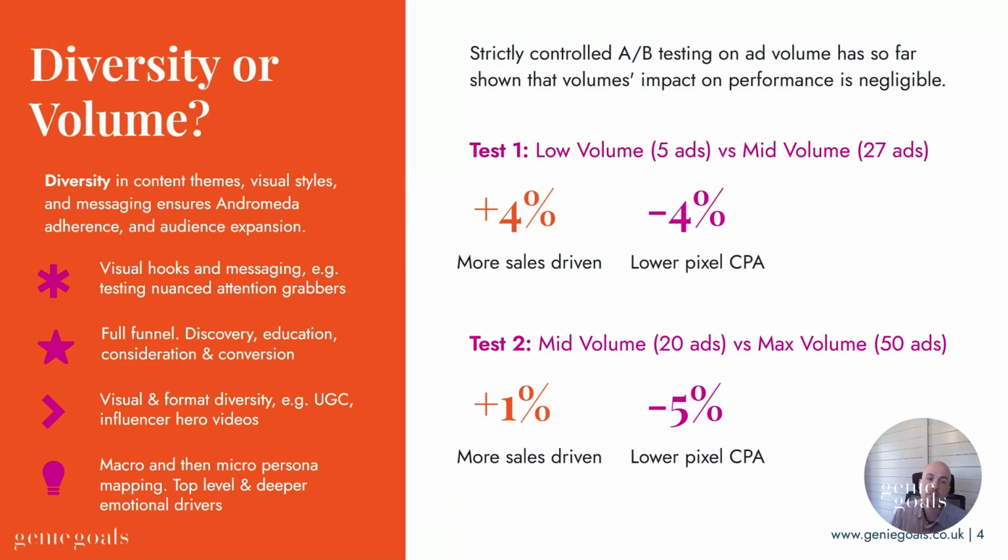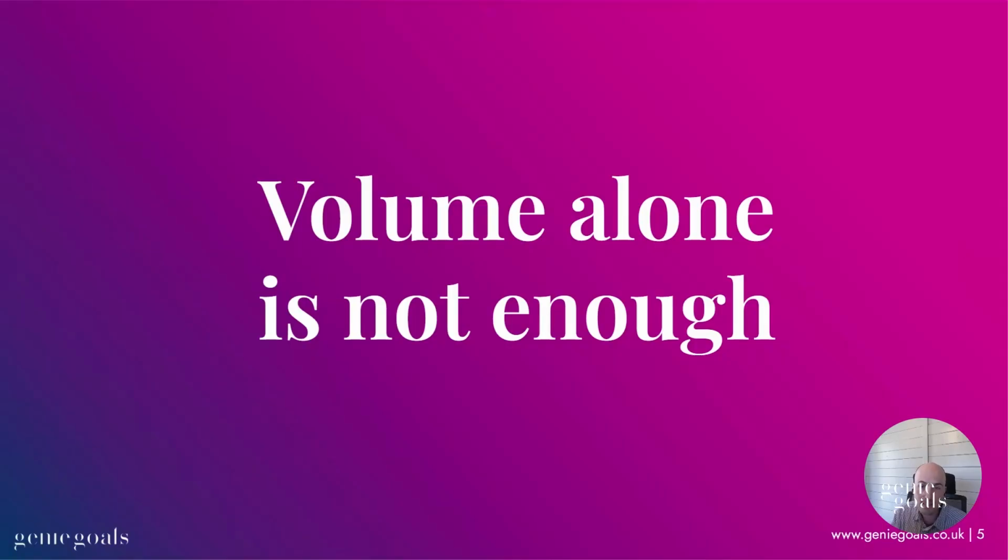In a good creative strategy on Meta, we need to be nailing that diversity element first. So thinking about content themes, visual styles, or mapping to specific personas and audience types. This is what everyone needs to nail before they get to the point where they try to scale up their creative. Volume alone isn't enough. So how do we get a diverse creative strategy?